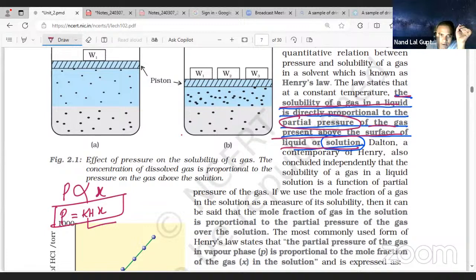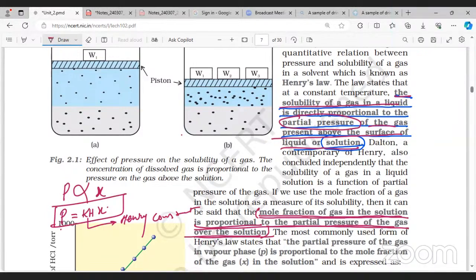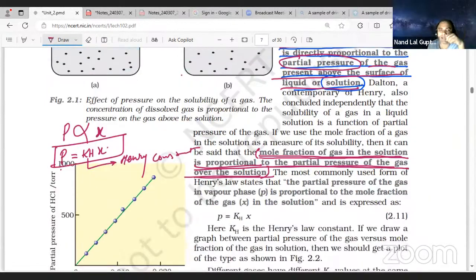KH is Henry constant. x is the mole fraction of the gas, and P is the partial pressure of the gas. Another statement you see: the mole fraction of gas in the solution is proportional to the partial pressure of the gas over the solution. So this is another definition of this. Are you getting this? Yes or no? Okay.